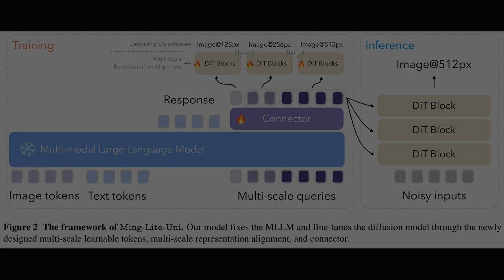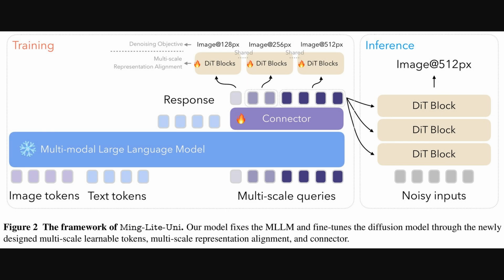authors. Alright, so Figure 2 dives into the framework's design. We see the fixed multimodal large language model processing inputs into multi-scale queries. These capture visual information at different detail levels. These queries then go via a connector to the diffusion model. This model uses diffusion transformer, or DIT, blocks, specialized units that learn to generate images by progressively removing noise. Crucially, multi-scale representation alignment ensures these generated visuals match the multimodal large language model's understanding. This allows for high-quality image generation during the inference phase shown on the right.